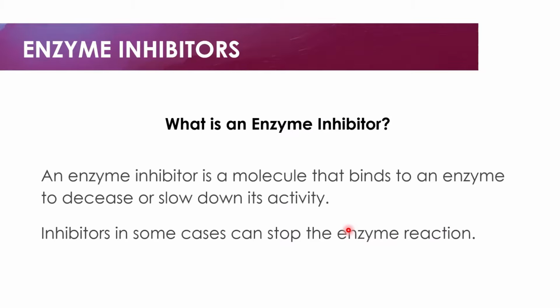Enzyme inhibitors. Let us start by asking the question, what is an enzyme inhibitor? An enzyme inhibitor is a molecule that binds to an enzyme to decrease or slow down its activity. And what you also have to note is that enzyme inhibitors in some cases can stop the enzyme reaction or enzyme activity in an enzymatic reaction.